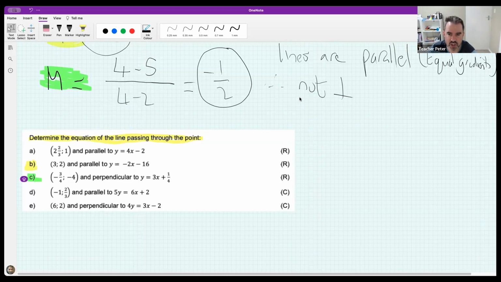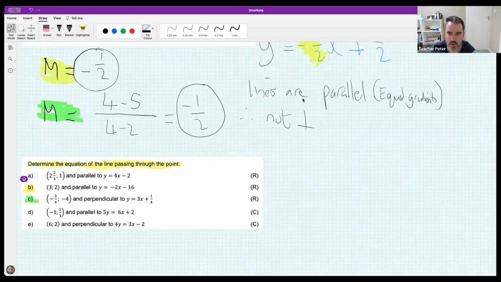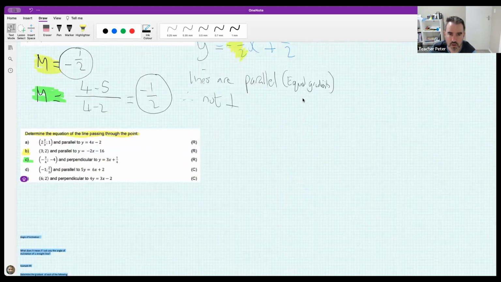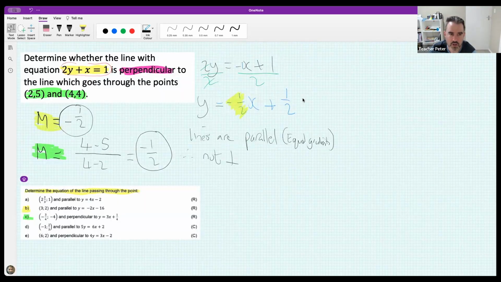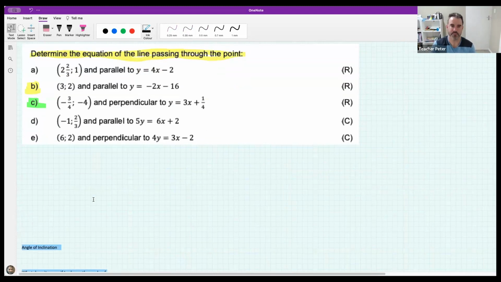So did y change to -1/2? Let's have a look. So when the x went across, it became a -x. Yeah. So let's see what we get for B.